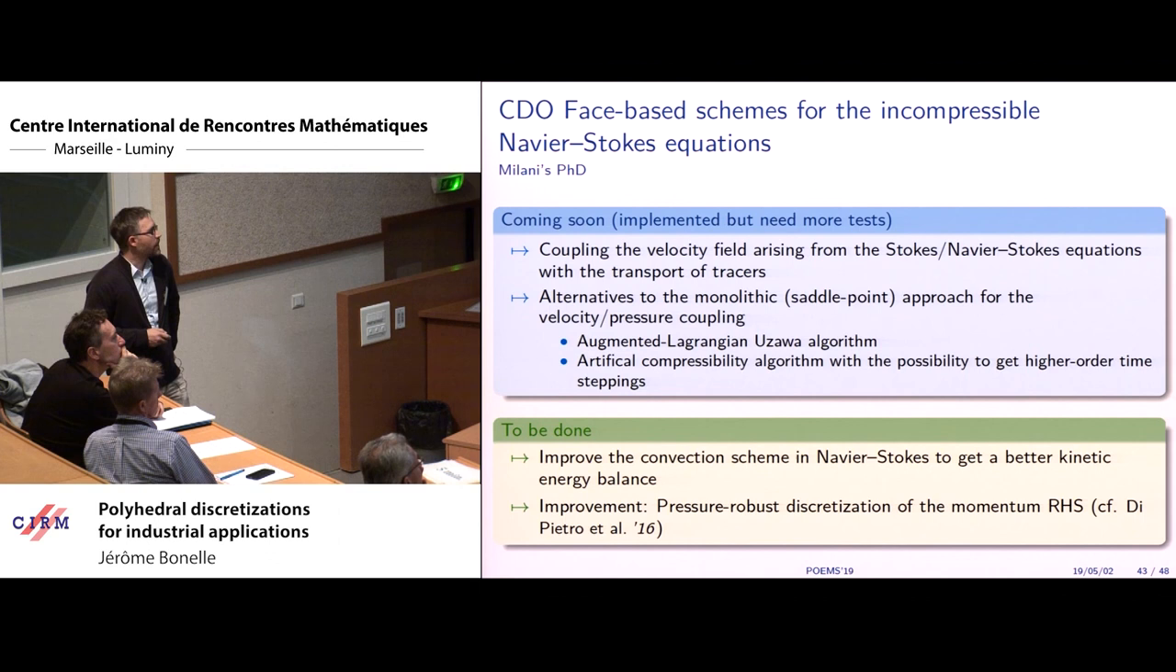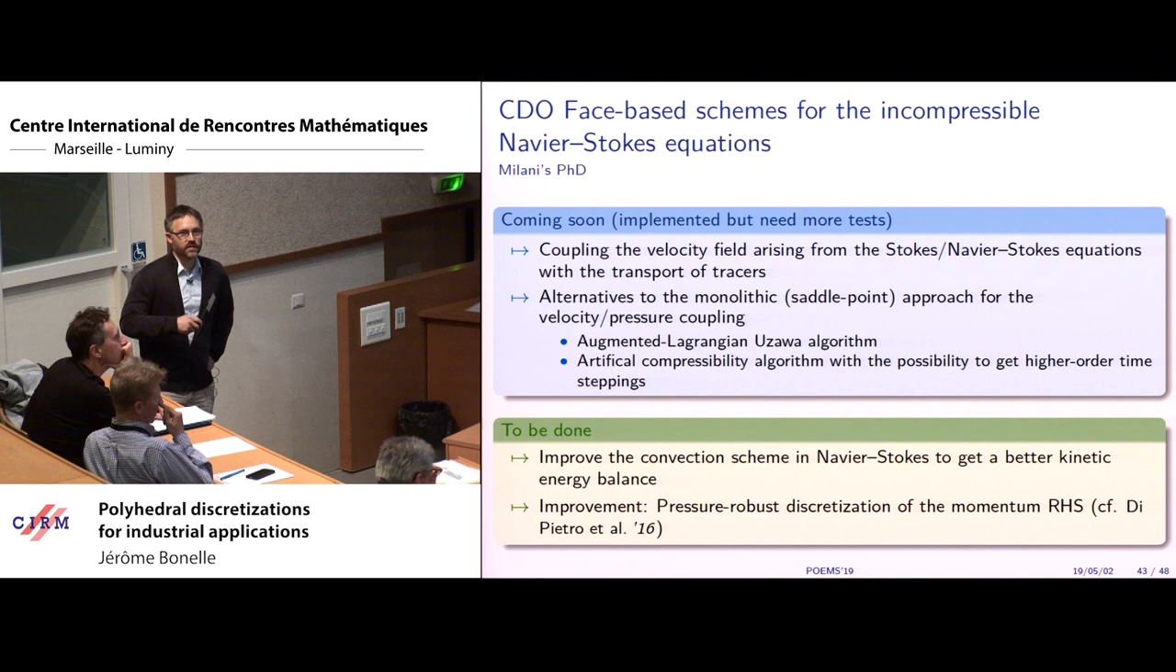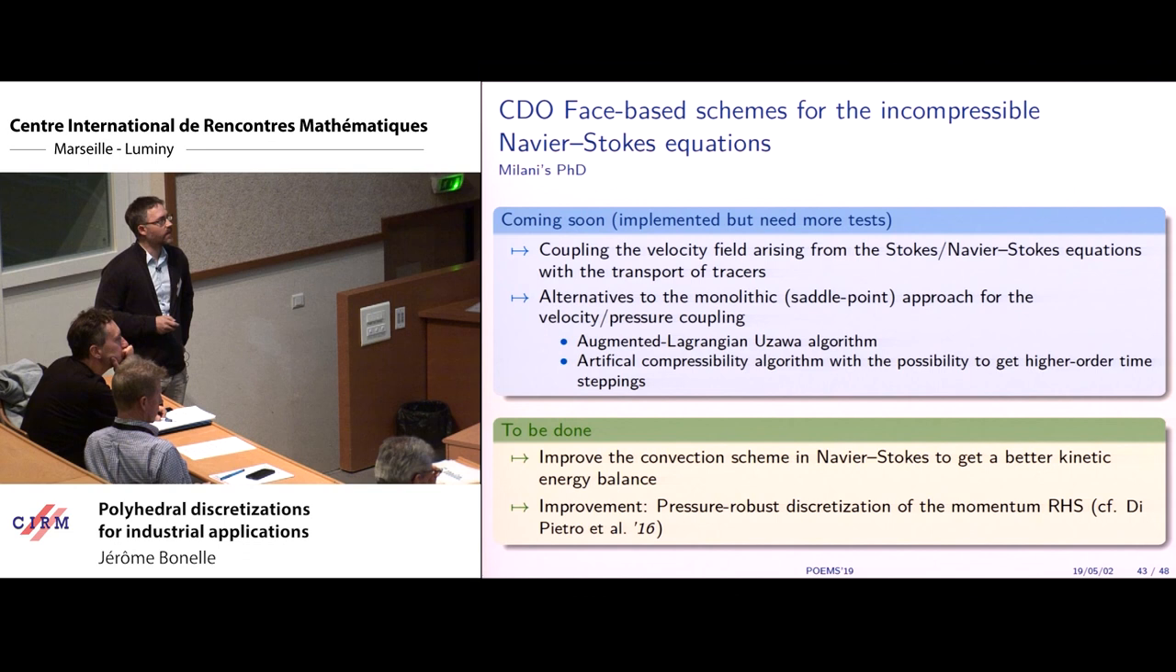We want to improve the convection schemes. Up to now, it's a simple upwind scheme, and also to look at pressure robust discretization.